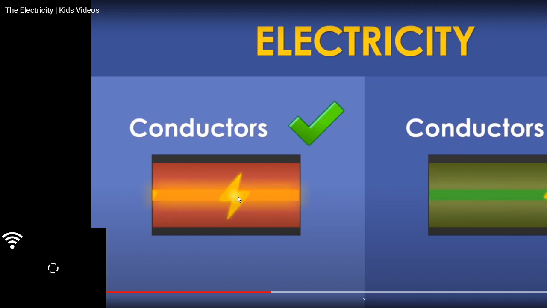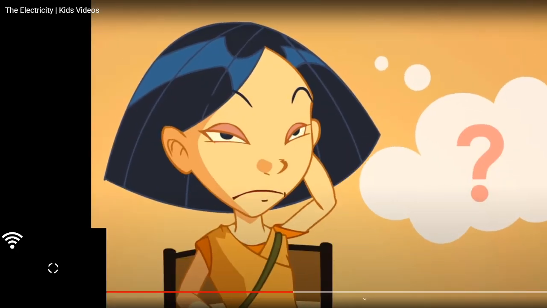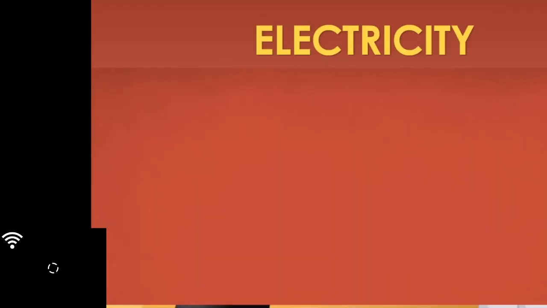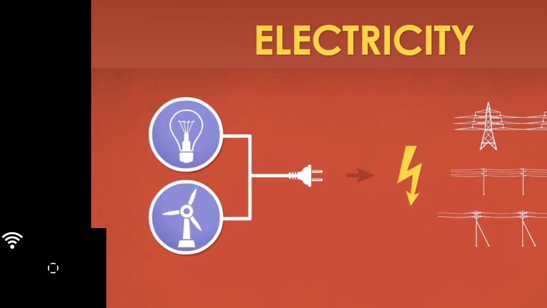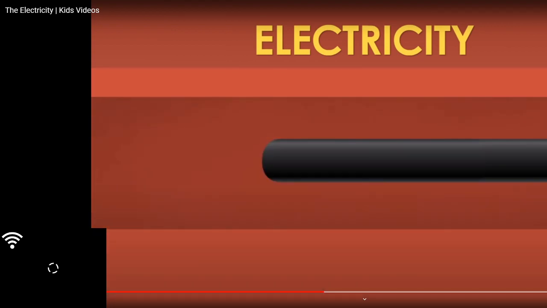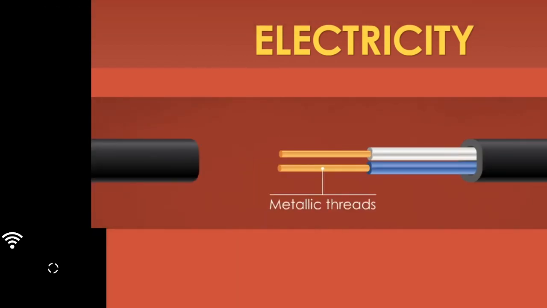Can you see the speed of the electrons in this good conductor, and can you compare it to the speed of these electrons in this not so good conductor? Insulators are those that don't allow electricity to flow, or only allow a little. Are wires good or poor conductors? Wires are used to connect electrical devices to the electricity that comes from the street. If you examine a wire, you'll see it has metallic threads inside, wrapped by a rubber or plastic cover.